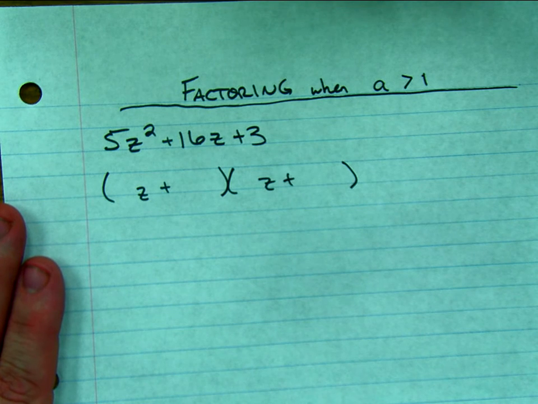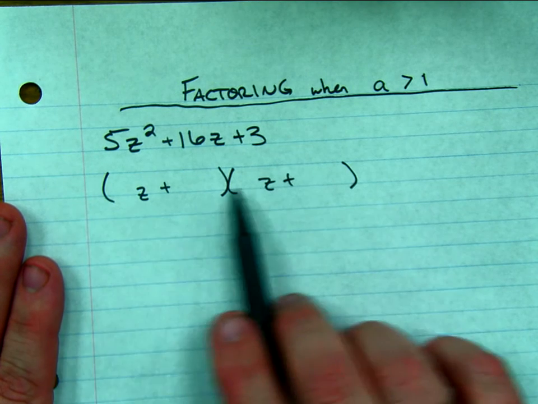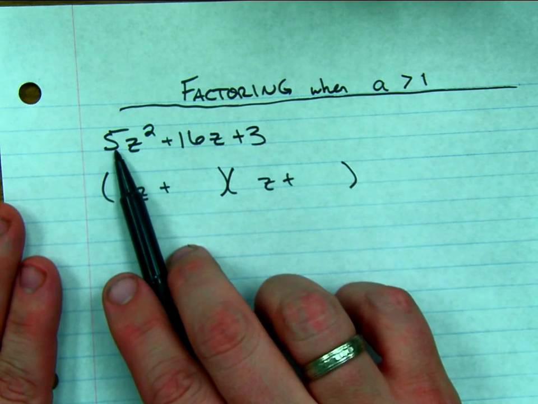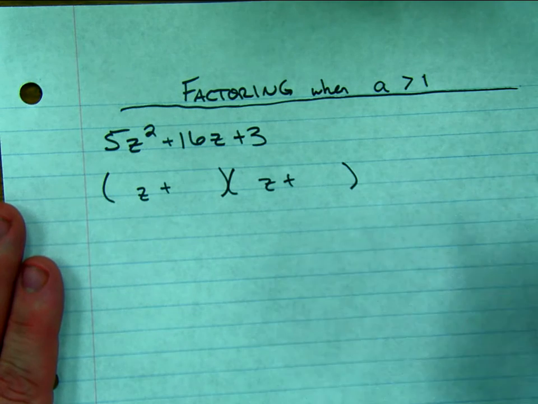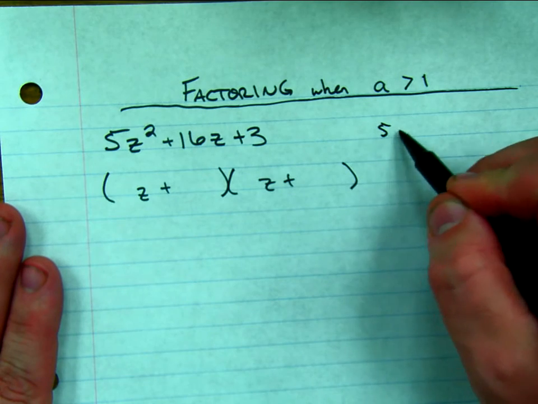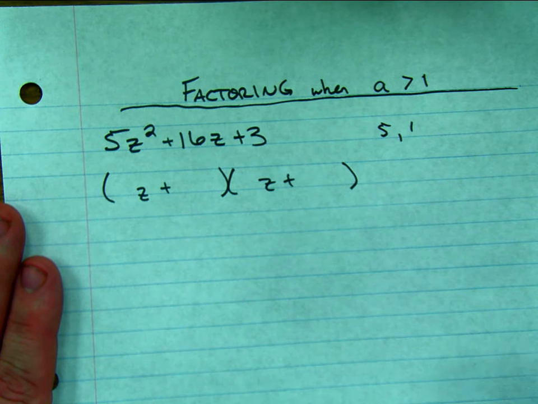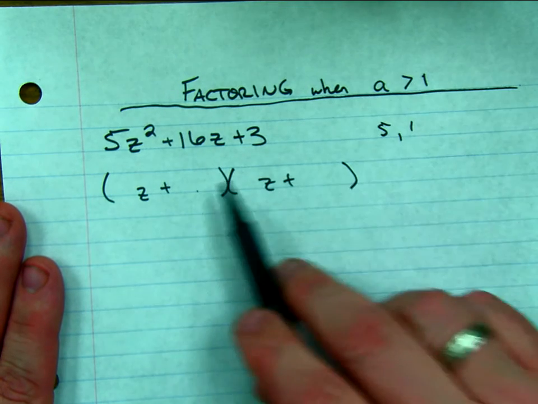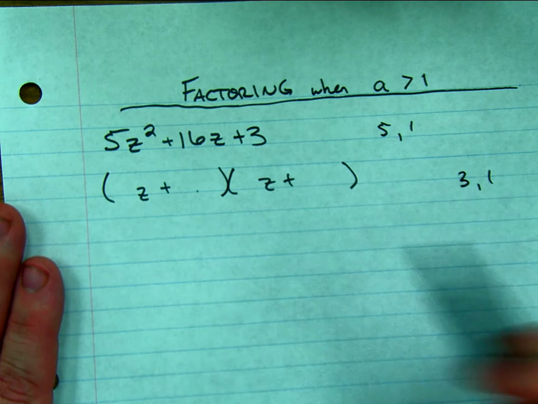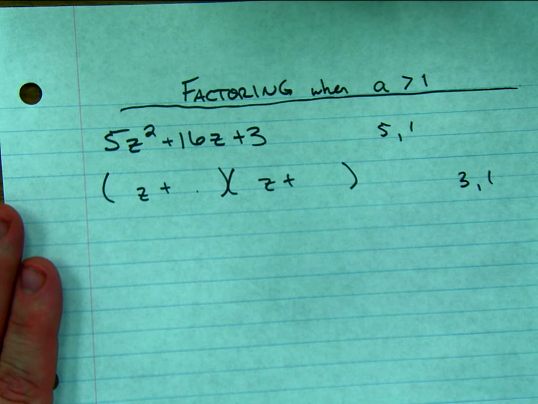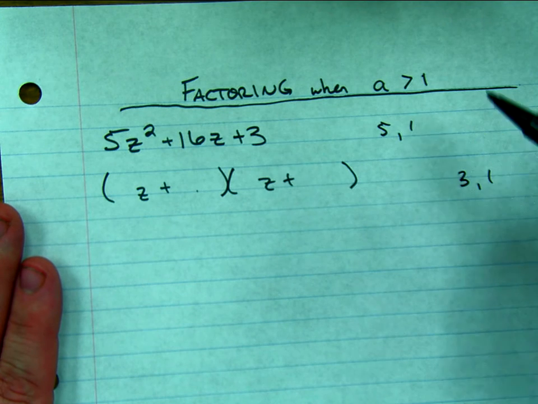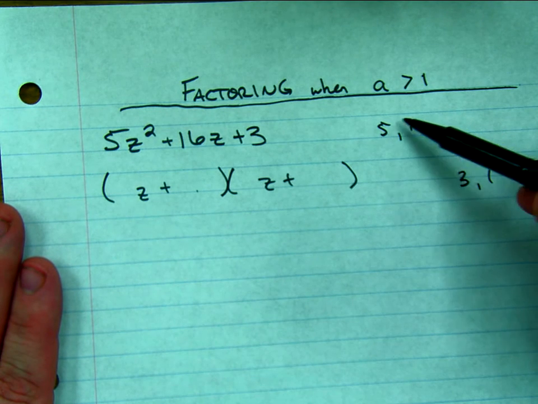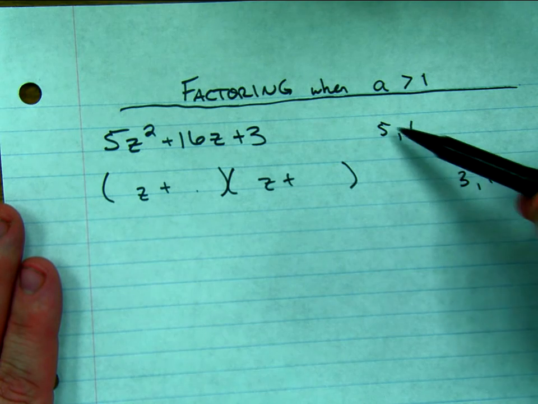But now's the tricky part. We know that these two numbers, the two coefficients here, have to multiply to 5. Okay? We know that these two numbers here have to multiply to 3. So here we have 5 and 1. Any other ways you can multiply to 5? There aren't. Okay? How about 3 and 1? That's the only way to get 3. So we have to figure out a way in which we can set this up so that they add up to 16. If I went 3 times 1 plus 5 times 1, that would be 3 plus 5 is 8.